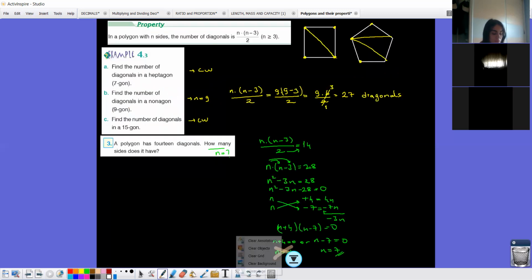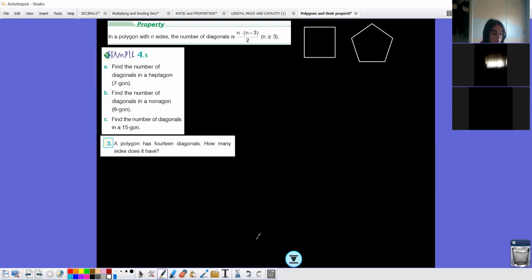And here, there is a property about the diagonals. In a polygon with n sides, the number of diagonals is n times (n minus 3) over 2. So here, guys, this formula will give us how many diagonals we can draw in a shape, okay? You need to know this formula, by the way.